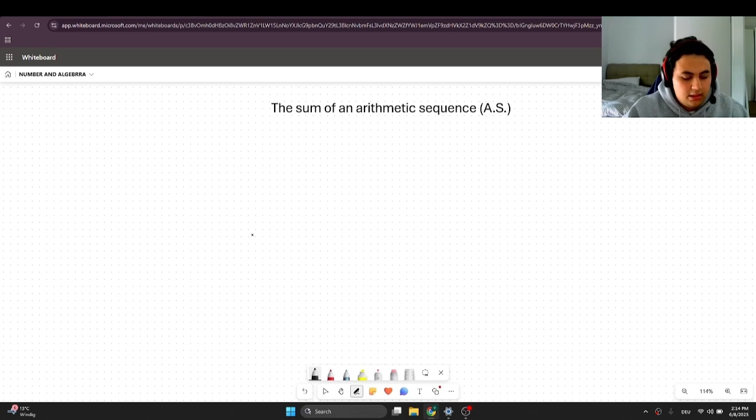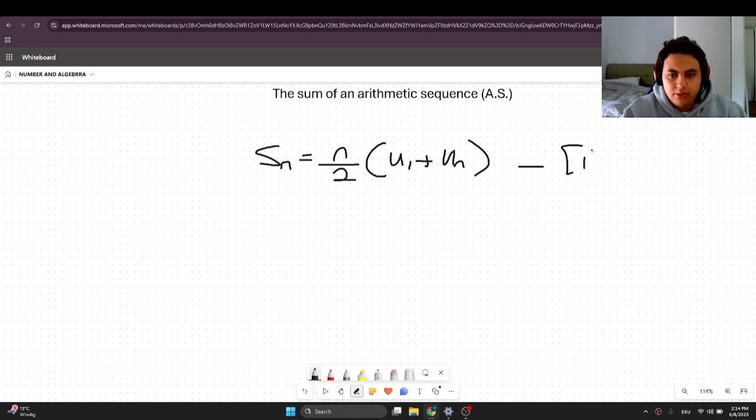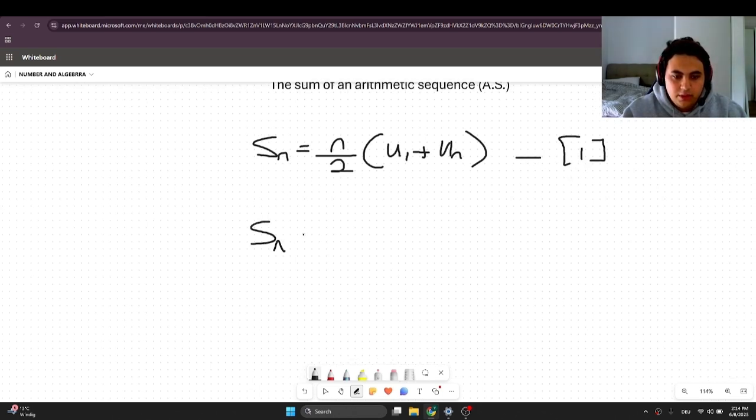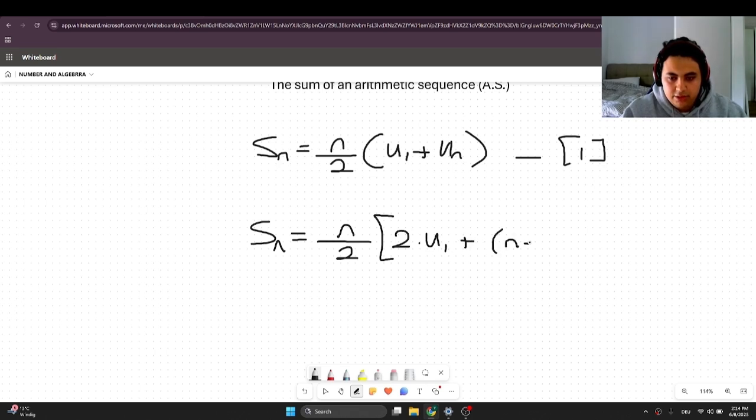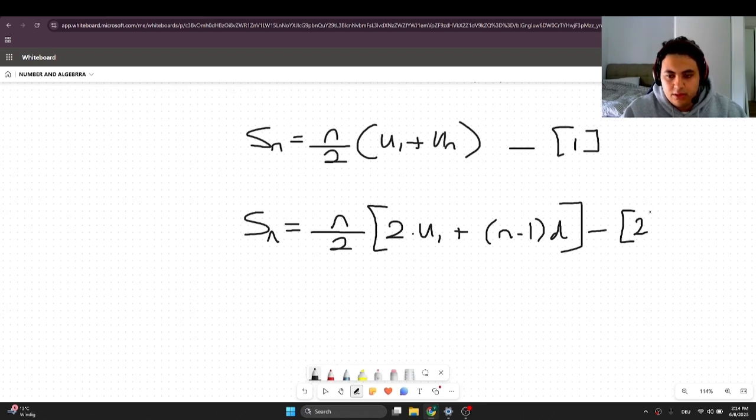So now there are two general formulas that we can use to find the sum of an arithmetic sequence. The first one is denoted by S_n, and it's n divided by 2 multiplied by u1 plus u_n. So this is formula number 1. Formula number 2 is also denoted by S_n: n divided by 2 multiplied by 2 times u1 plus n minus 1 times d. So we see that there's a little similarity to the formula for the general nth term of an arithmetic sequence.